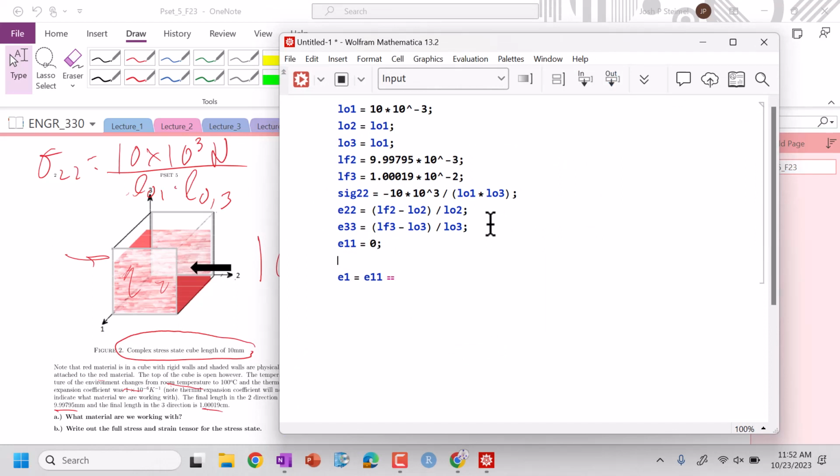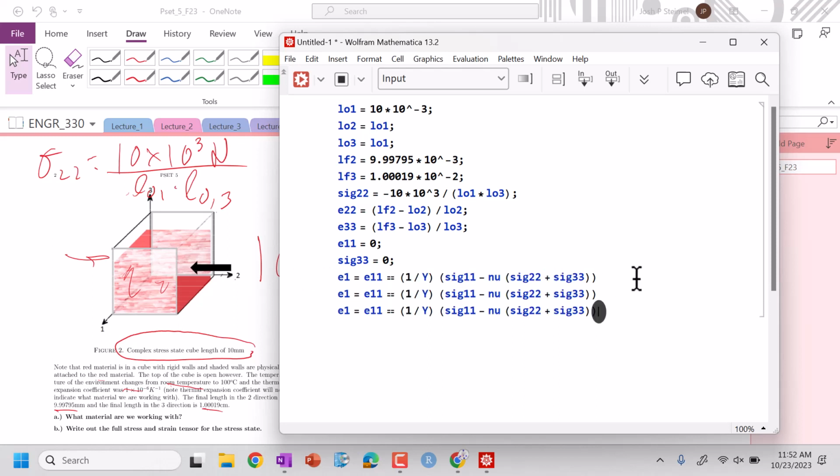E11 is equal to 0 here, and then my sig33 is also equal to 0. So we can write this out. 1 over Y times sig11 minus nu times sig22 plus sig33. And then we can copy this. Just change this to 2, change this to 3, and so on for the remaining indices.